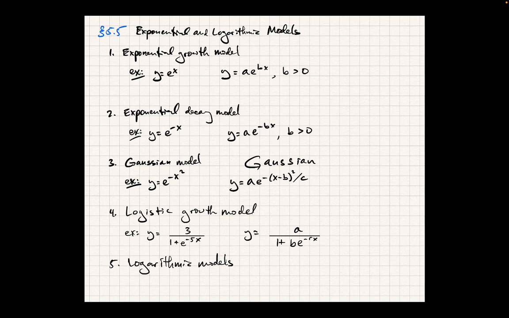Okay, logistic growth model in general is A over 1 plus B times e to the minus rx. And the one I want you to graph is 3 over 1 plus e to the minus 5x.